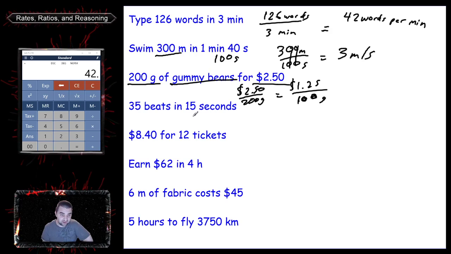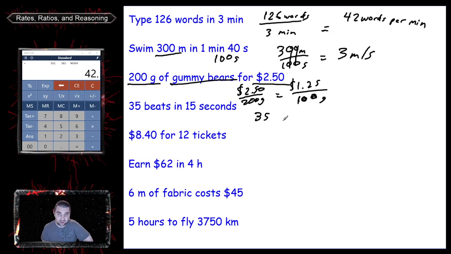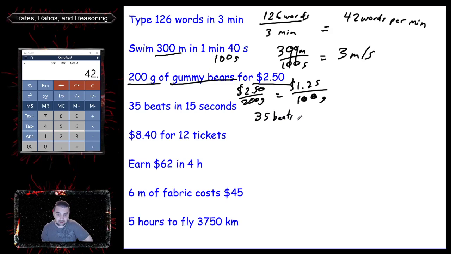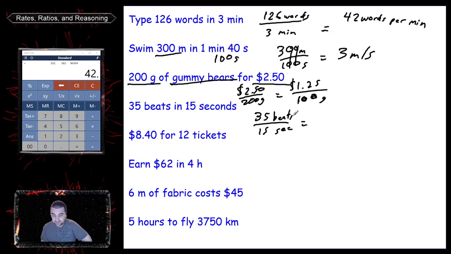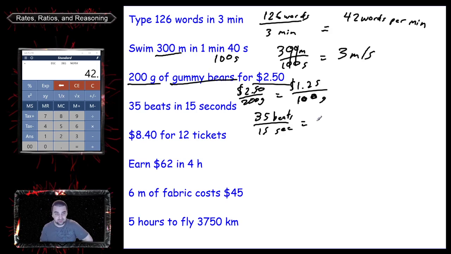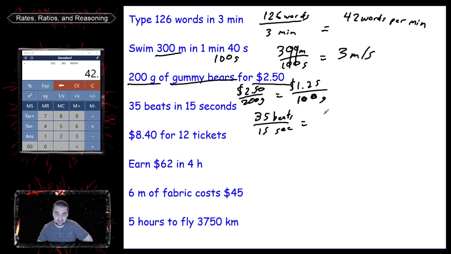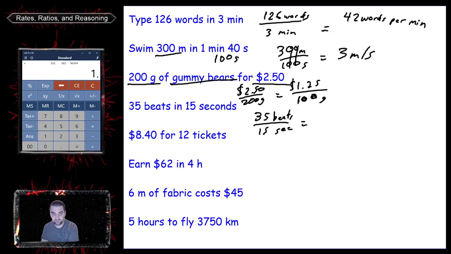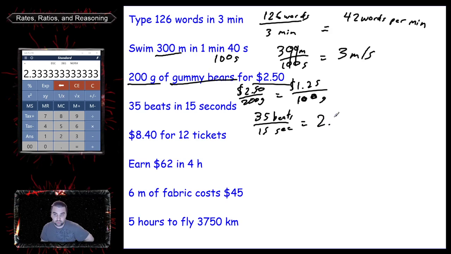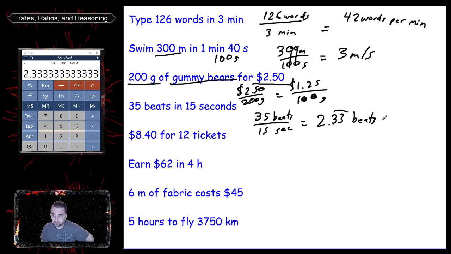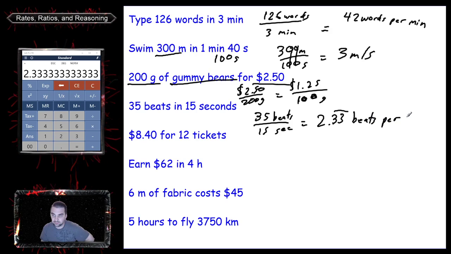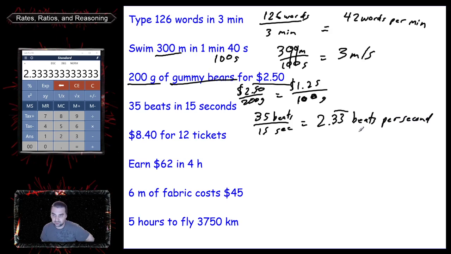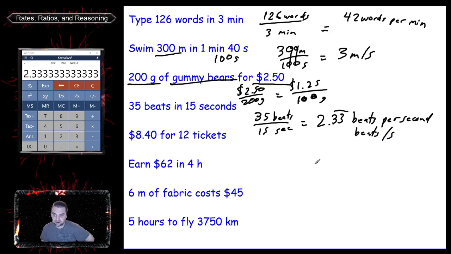35 beats in 15 seconds. So I have 35 beats in 15 seconds. I want my unit rate here. That's not going to work out very nice, is it? 35 beats in 15 seconds. Well, let's do the unit rate. Let's see what happens. So 35 divided by 15 gives me 2.33 repeated beats per second. I could also just write beats per second.